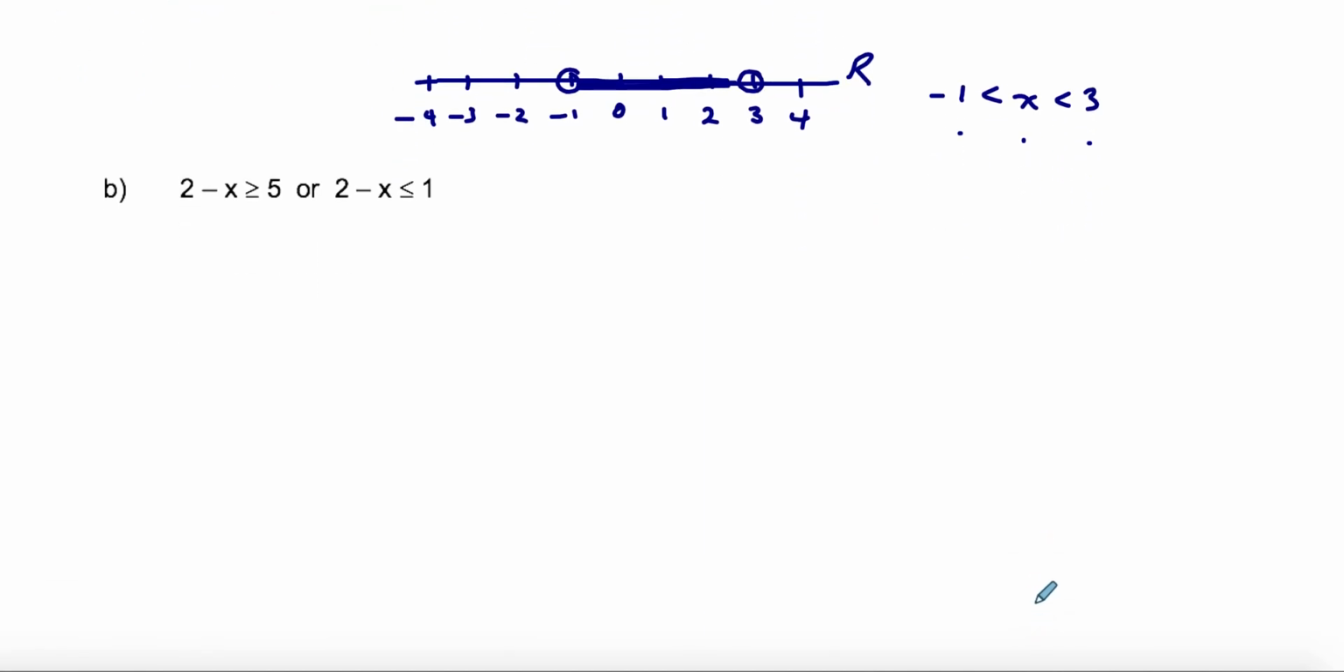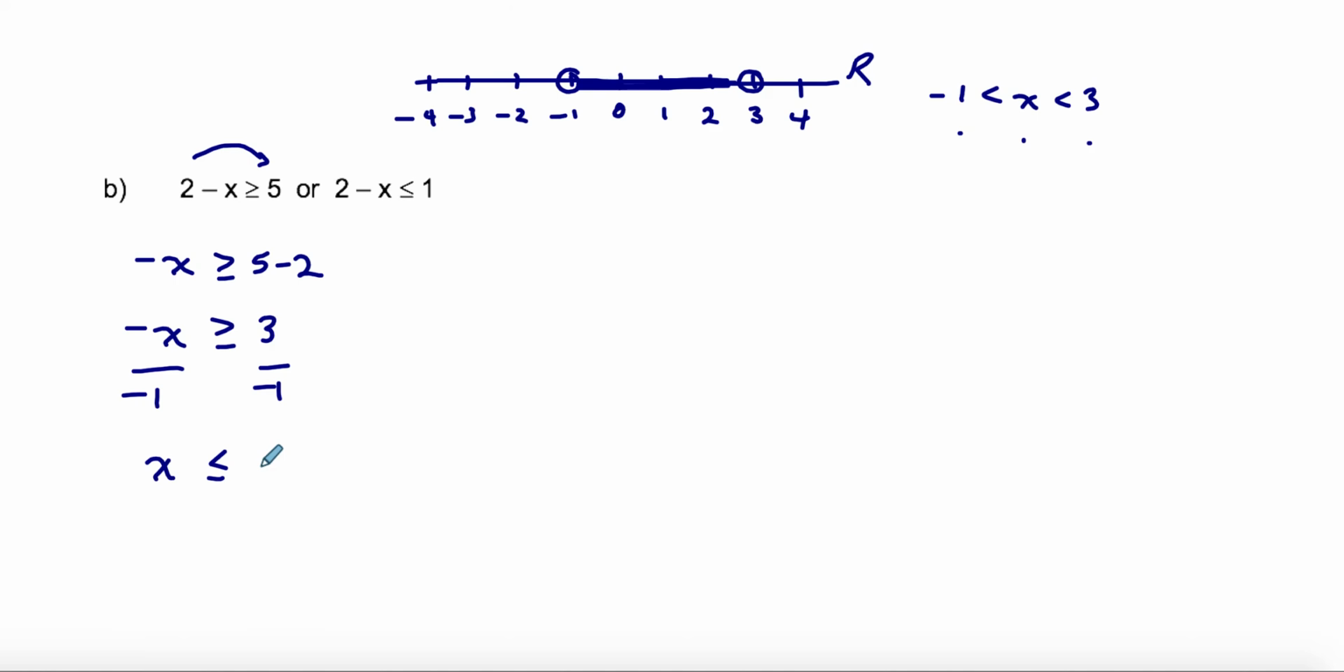And then the last one is a question involving the word or. So this time it doesn't have to satisfy two conditions at the same time. It can be one or the other. So let's just try to isolate our x. I'm going to move the 2 over. That 2 to the right becomes a negative 2. 5 minus 2 is 3, but I would have to divide both sides by negative 1. Since I divided by a negative, the direction of my inequality has to change.